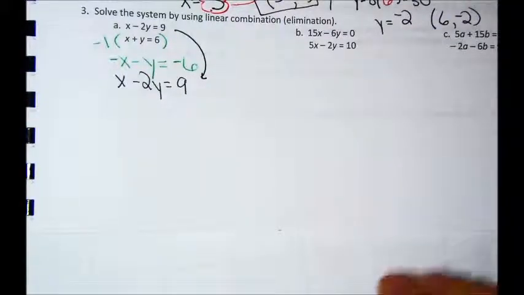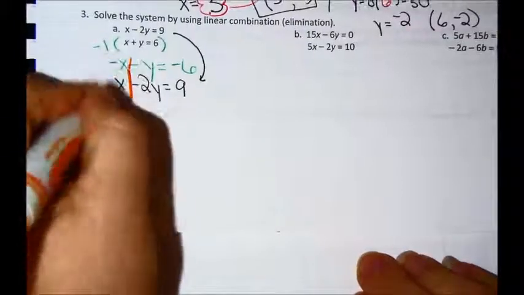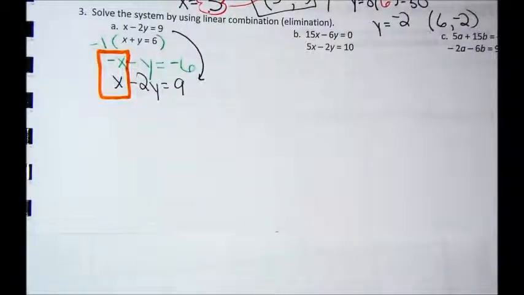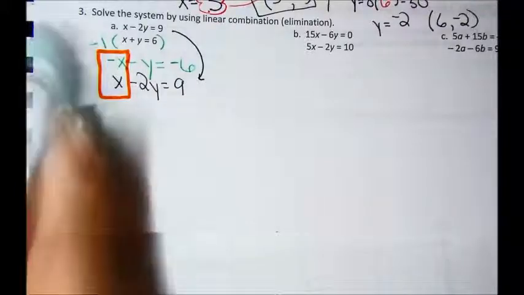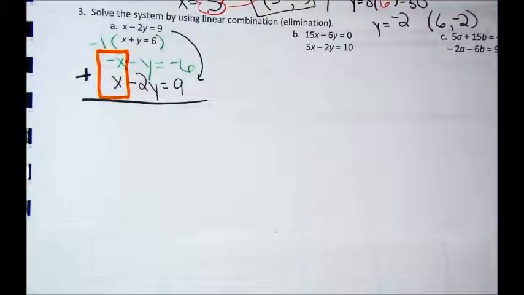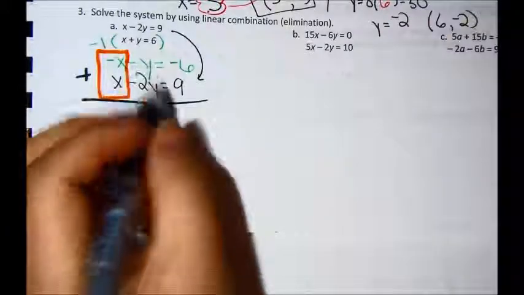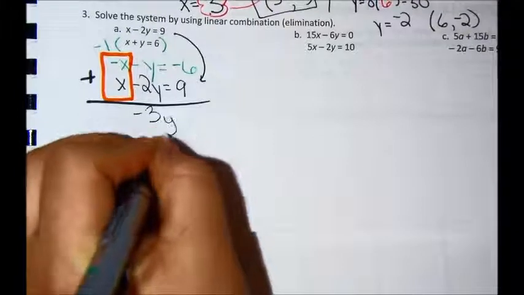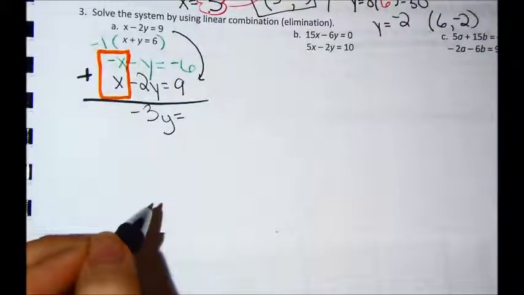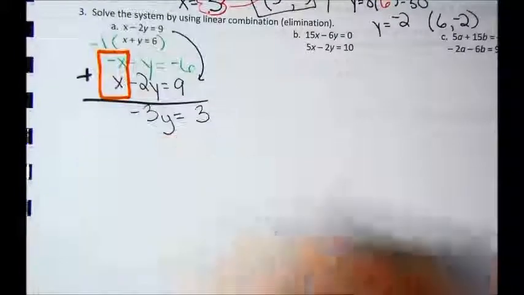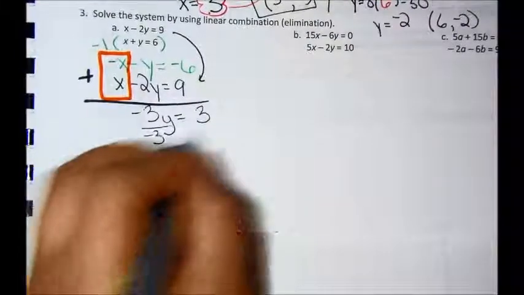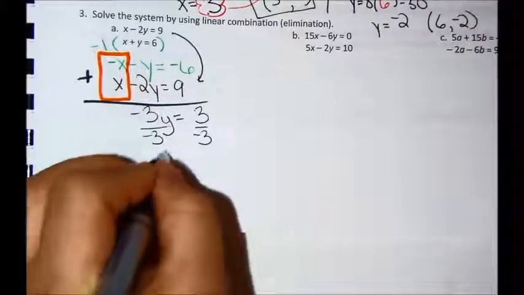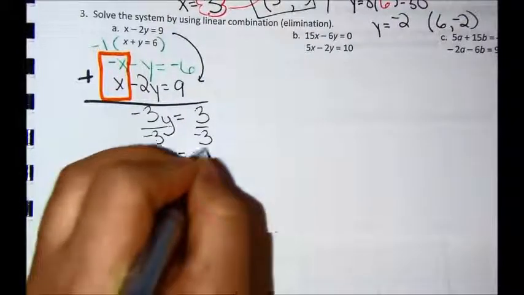I was trying to get my x's to cancel, so we need to double check, do they actually cancel if I were to add them? Yes, they do. So let's add the two equations. Negative y plus negative 2y gives me negative 3y. Negative 6 plus 9 gives me positive 3. Divide by negative 3 all the way across, and I get that y is supposed to be negative 1.